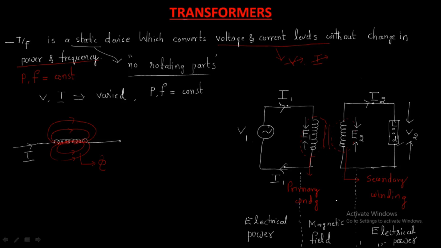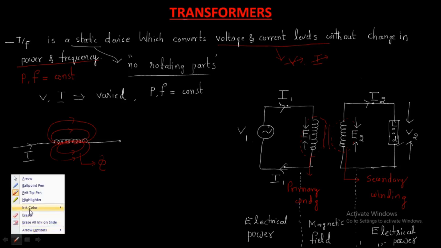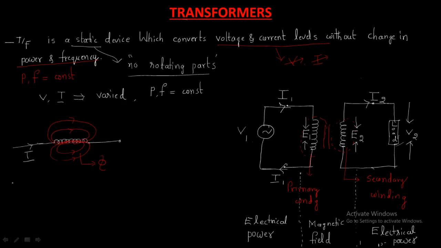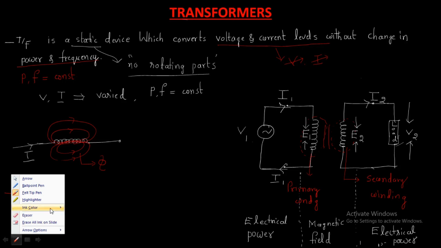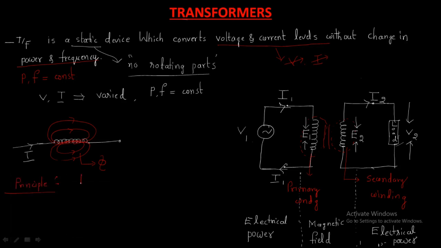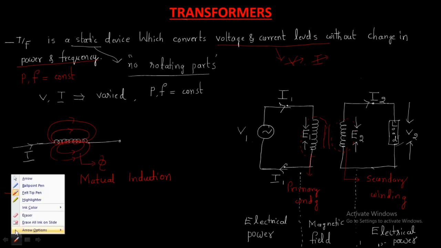So in this process, the working principle of the transformer is mutual induction. The power flow from the primary winding to the secondary winding is known as mutual induction. So we will write the definition of mutual induction. The working principle of the transformer is mutual induction.